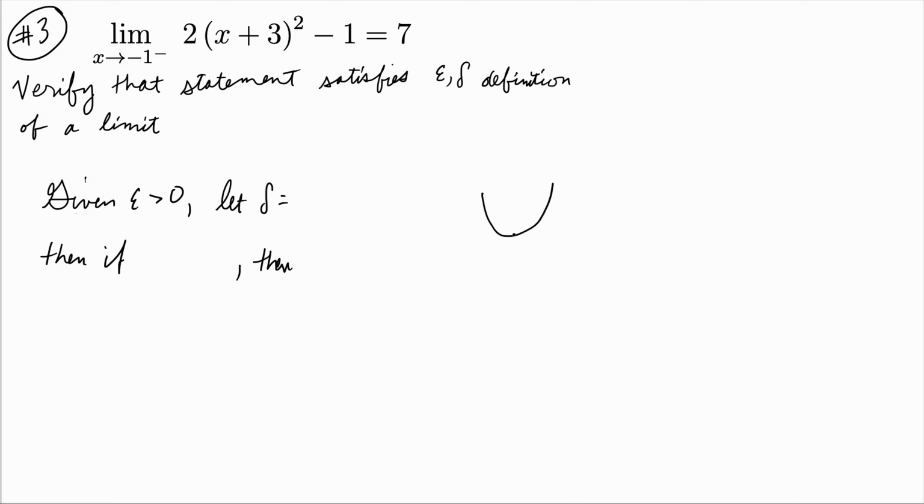And the vertex is (-3, -1), and it looks like we're approaching -1 from the left side. So this is x equals -3, so x equals -1 will be up here, and we're approaching it from the left. At x equals -1, we want to get out 7 here. You can just plug in and see. I mean, -1 plus 3 would be 2. 2 squared is 4, times 2 is 8, minus 1 is 7.